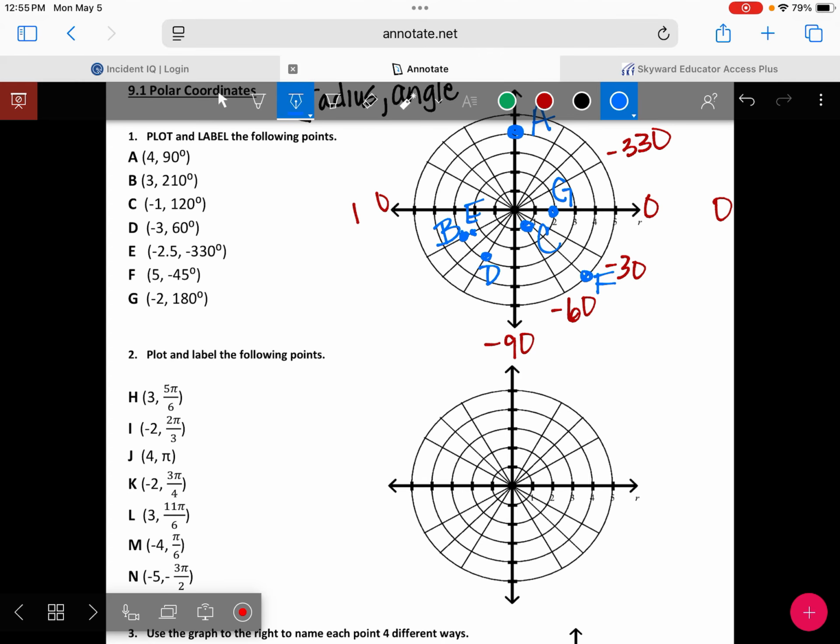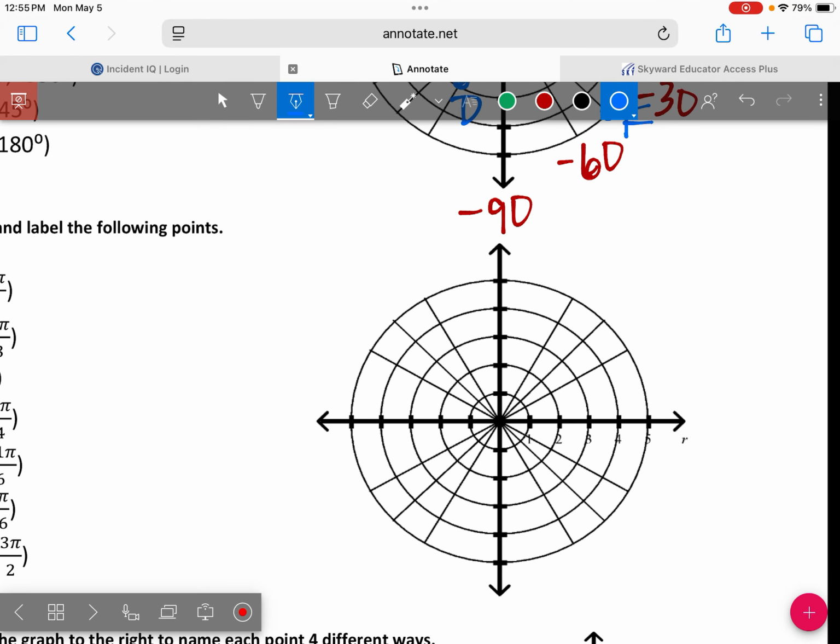So when we count with radians, this is 0. This is pi over 6. I'm not going to label the whole thing. Pi over 3, pi over 2, 2 pi over 3, 5 pi over 6, pi. Let's just stop there. And then you would just keep going. And if you don't remember, take out your unit circle, and you can use that as a reference.